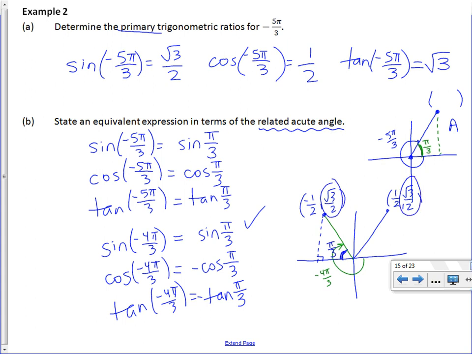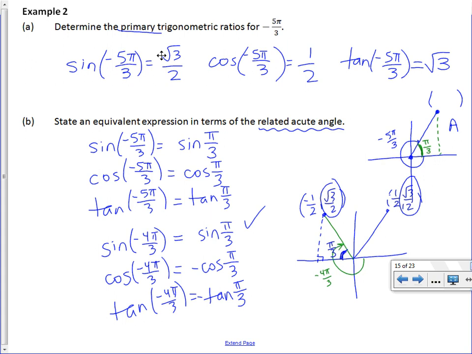Okay. Cosine, I have to change because cosine is negative a half and cosine over here is a half. How do I make those two equal? I have to put a negative in front of this one. Now they're equal. Okay. If I want tan, in this quadrant, tan is negative. In this quadrant, tan is positive. So in order to make them equal, I need to put a negative in front of tan in this quadrant. Then I equal the other tan.